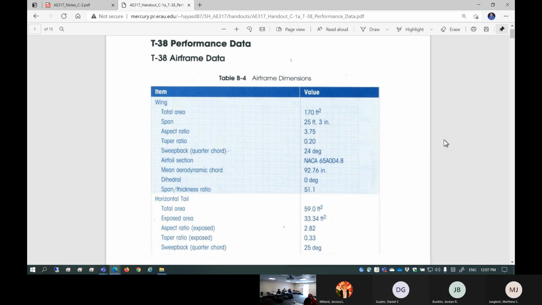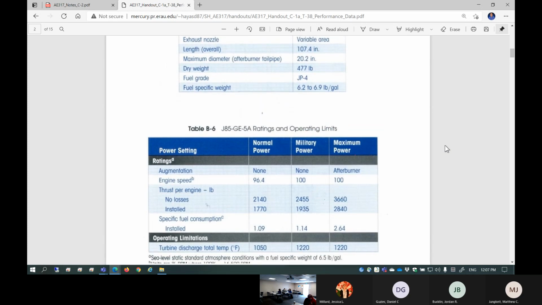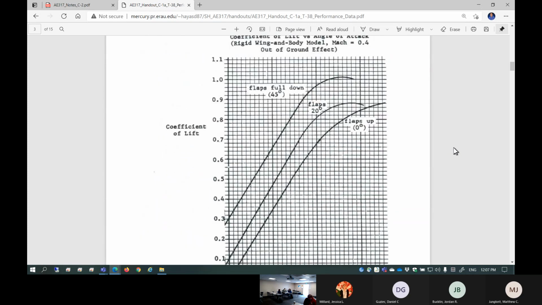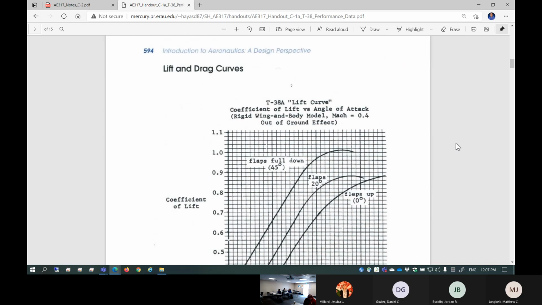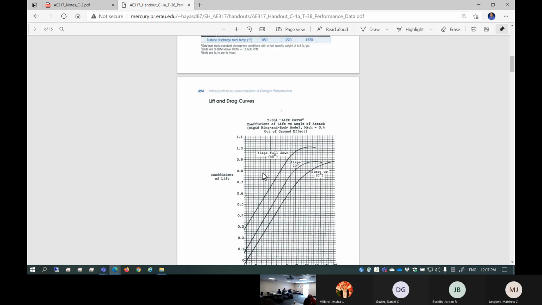So this is the airframe dimensions and engine powerplant. Then this is the engine ratings, and this is C_L alpha, with the flaps down, flaps 20, and flaps up.